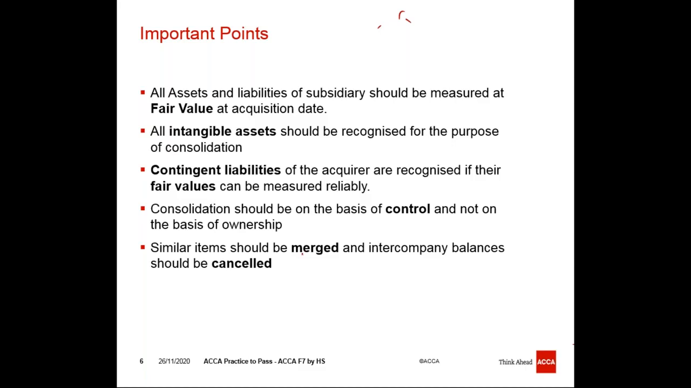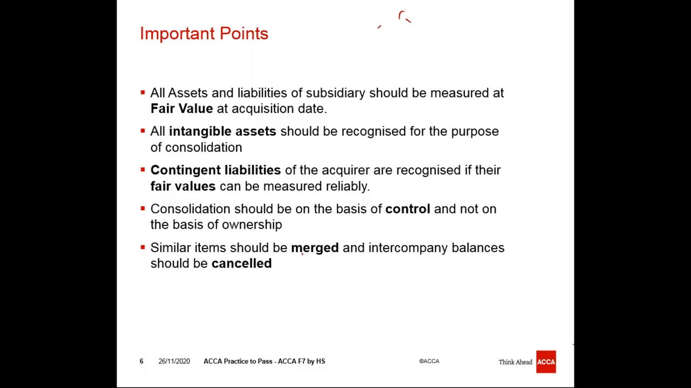Next point, the consolidation should be on the basis of control and not on the basis of ownership. That means that you cannot proportionate assets or liabilities. You cannot apply a percentage. For example, if I have got 80% shares of subsidiary company, then you cannot apply percentage on the assets and liabilities. We only apply percentage on the profits distribution.